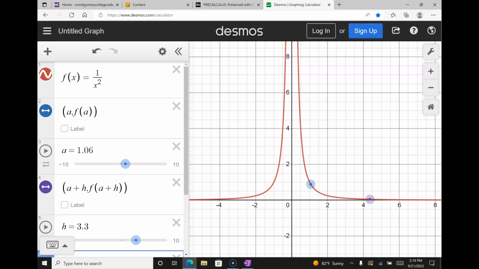A comma F of the A. Yeah, no, A comma F. Open parentheses. Good A. Close parentheses, close parentheses. And add slider A. There it is.